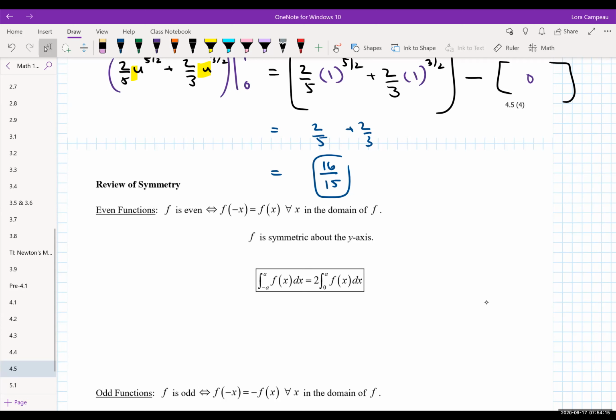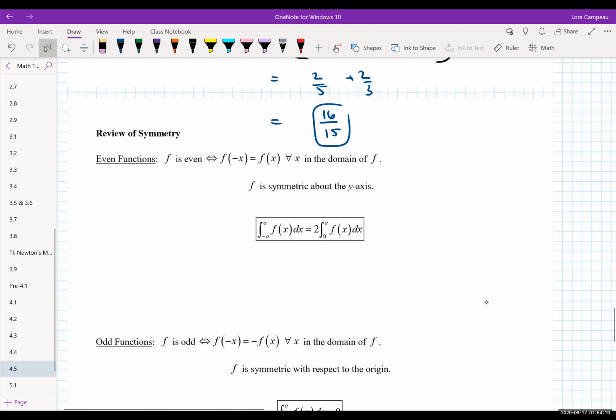So let's review with a couple last items. If f is even, that's always telling us that every time you plug in negative x for x, you get the original function back. It reminds us that whenever you have an even function, you're symmetric about the y-axis. What do they call this? Reflection symmetry.